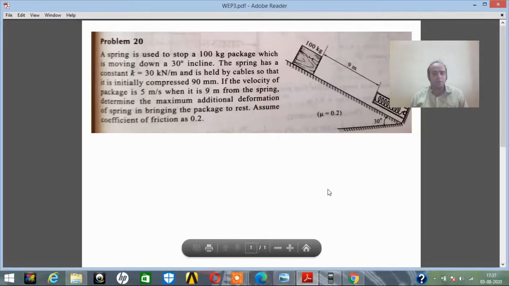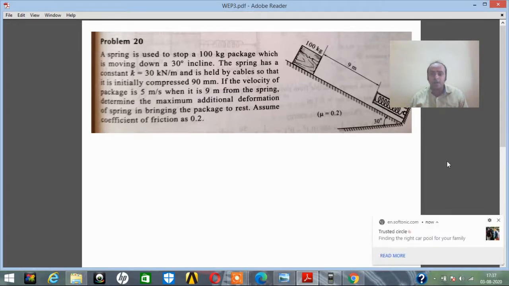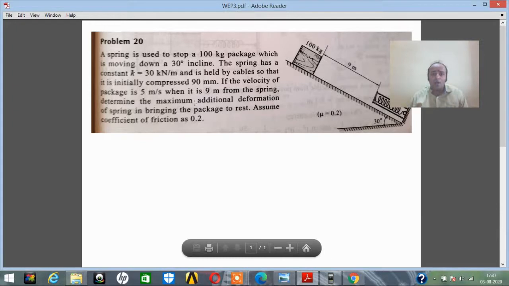Let's see how the question statement goes. A spring is used to stop a 100 kg package which is moving down a 30-degree incline. The spring has a constant K equal to 30 kilonewton per meter and is held by cable so that it is initially compressed by 90 mm. See, we have been given the initial deformation at position 1. Already the spring is initially compressed by 90 mm, that is x1 is equal to 90. If the velocity of package is 5 meter per second at position 1, when it is 9 meter from the spring, determine the maximum additional deformation of spring in bringing the package to rest. Assume coefficient of friction as 0.2.